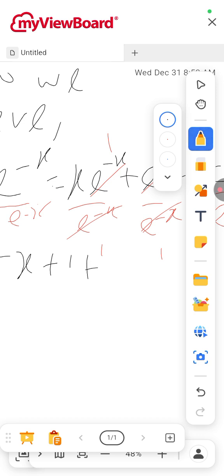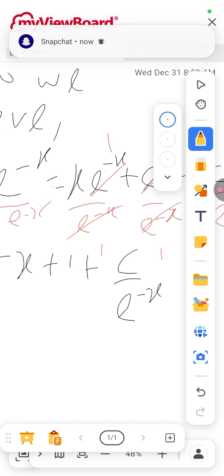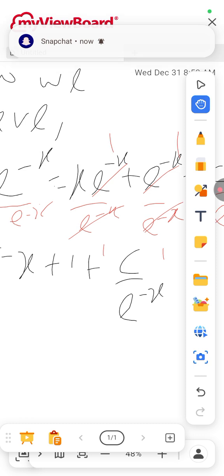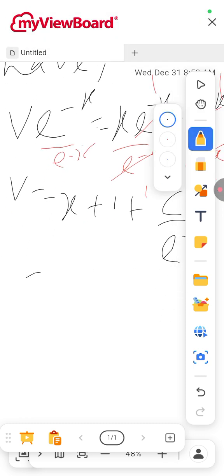Plus c over e raised power minus x. Then from the law of indices, this e raised power minus x, I can bring it up here. It will turn to e raised power x. So that means my v is equal to x plus 1 plus c times e raised power x.